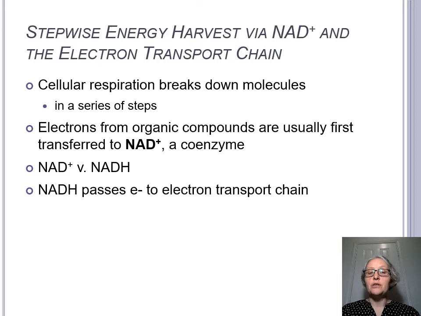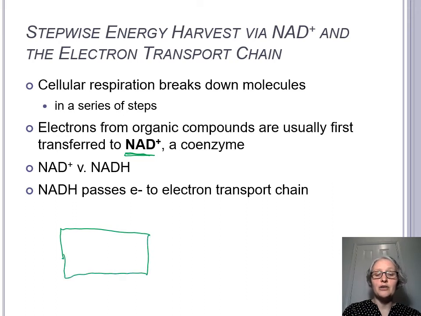What we often do with the electrons in glucose and other organic compounds is we usually transfer them to something called NAD+. This is a coenzyme, and it has two different forms. The way it's often drawn, and the way we'll talk about it in class, is to think of it as a box. This box is NAD, and it comes in two different forms. One version is called NAD+. Think of this as the empty box. It doesn't have any electrons.